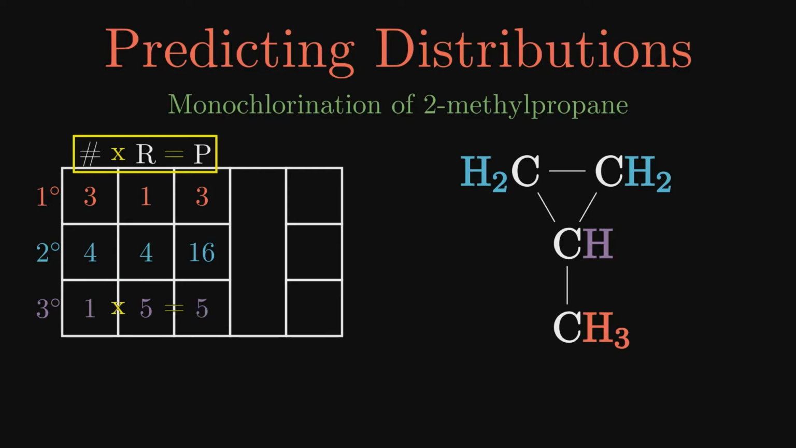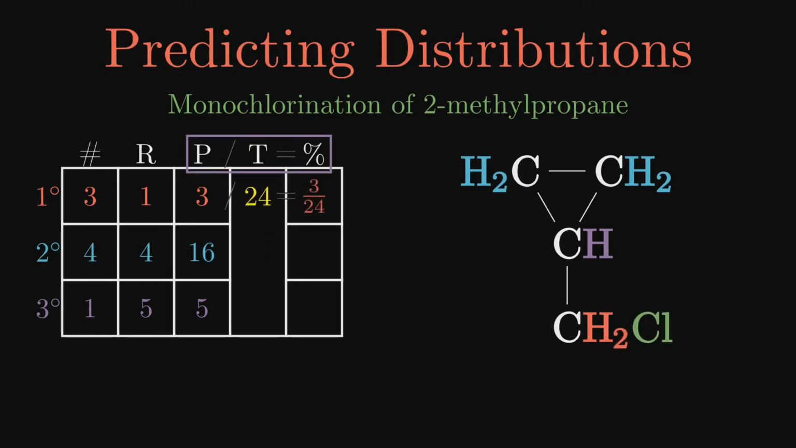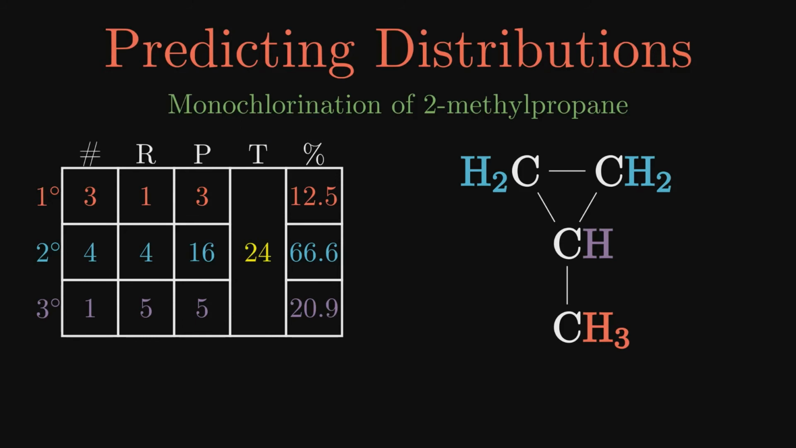These numbers indicate that it is probably the secondary product which will be the major one. To see if that is the case, we add the products together to get 24. And we use that sum to divide all the individual products in order to get the predicted distributions. We get 12.5% for primary, 66.6% secondary, and 20.9% tertiary. Our hunch was correct that the secondary product was produced the most.